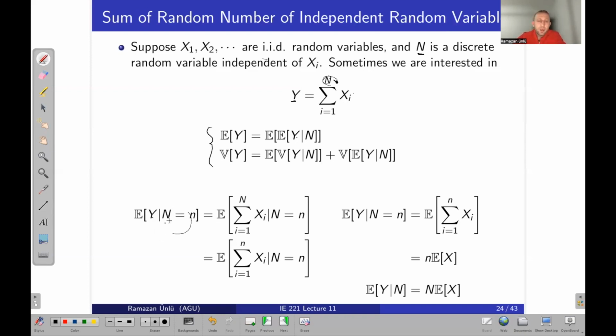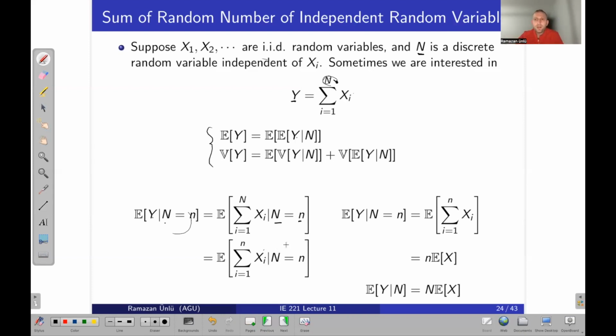So what is Y? Y is the sum of Xi, where the index starts from 1 to N, and the condition is that N is some particular value. Because I know that beforehand, I can change the capital N with a smaller n. So the question asked is the expected value of the summation of Xi given N is equal to some particular value. And I know that the X and N are independent.